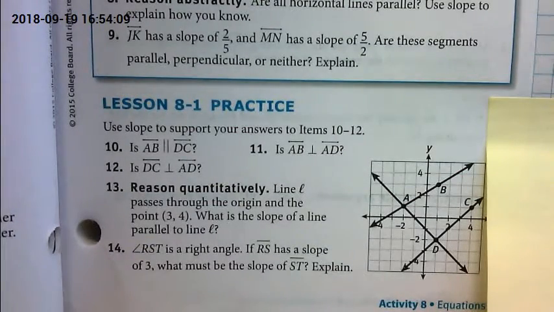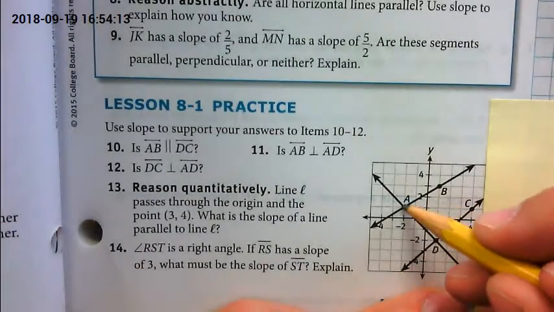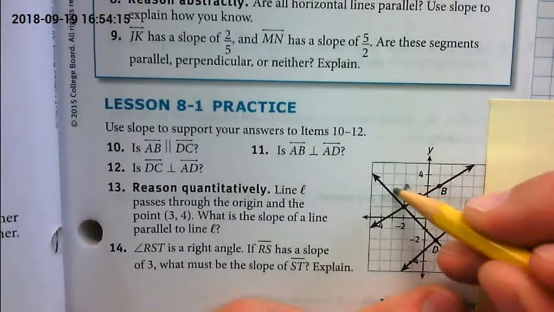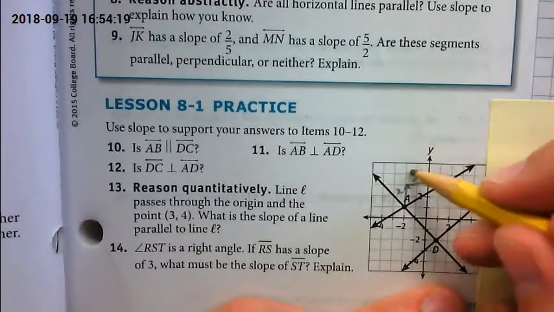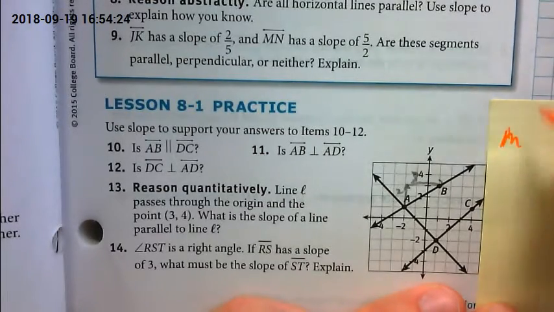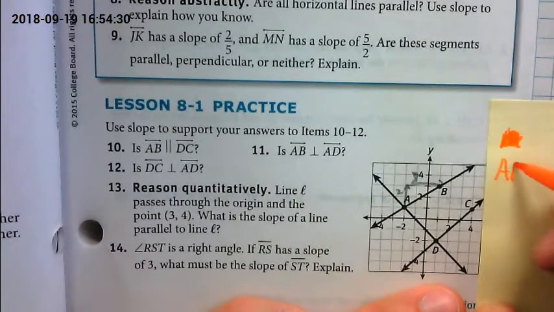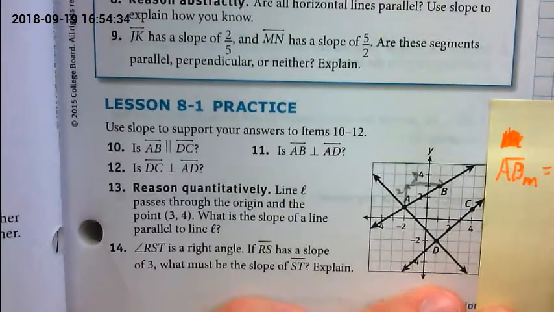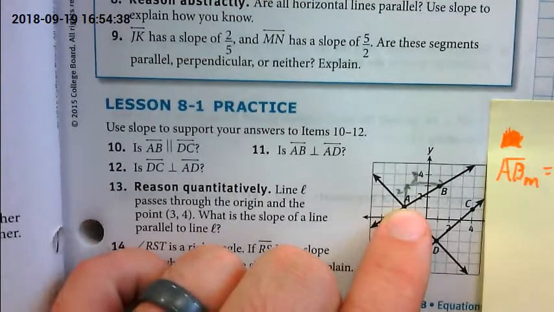So let's just do all three lines real quick. If I go AB, I go up 2 and over 3. So my slope for AB, ooh, that's not the right way to write that. Segment AB slope equals 2 over 3.